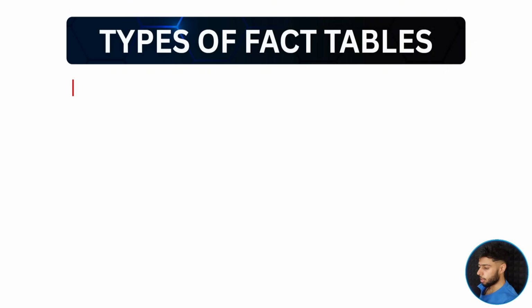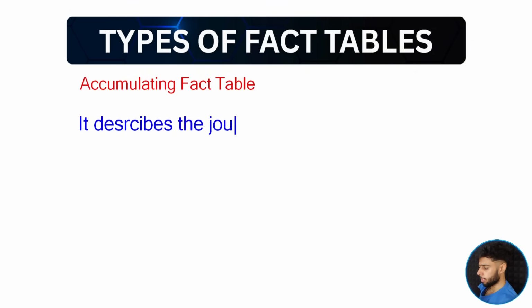It is called accumulating fact table. What is an accumulating fact table? So basically it describes the journey. It describes the journey of a transaction, or of a product, of anything. It describes the journey of something, whatever the fact table is built on.